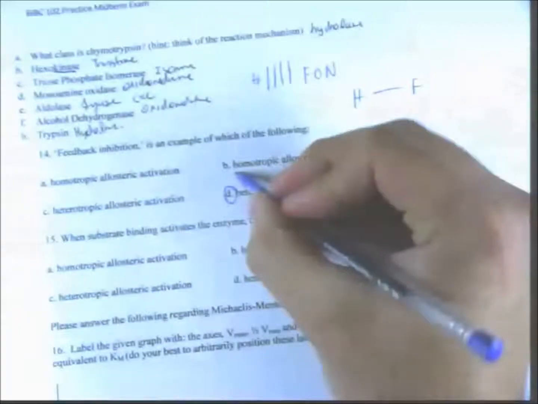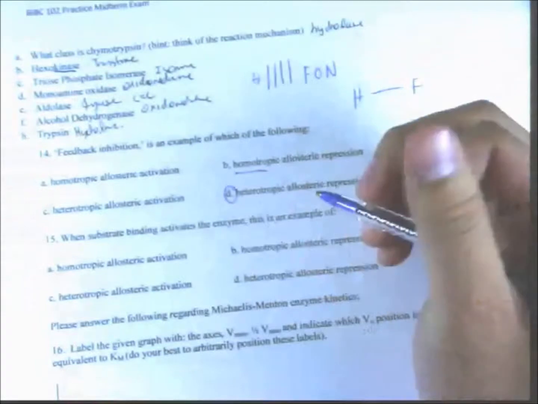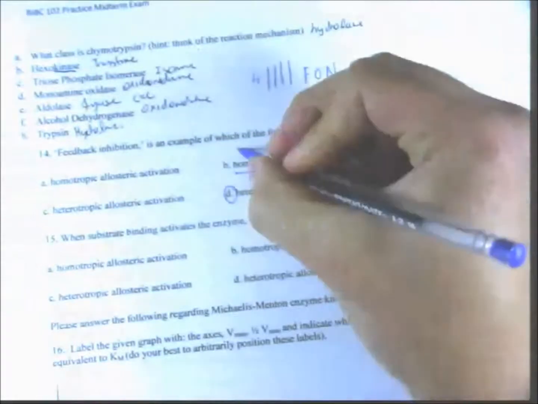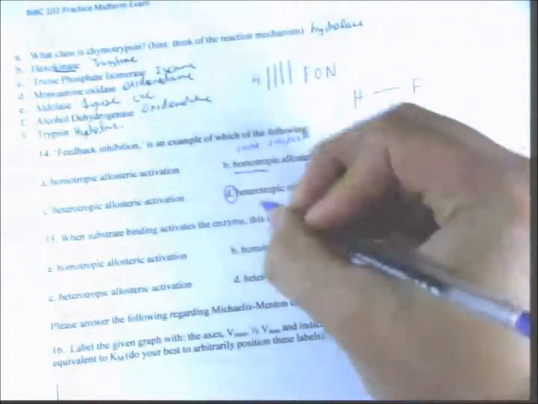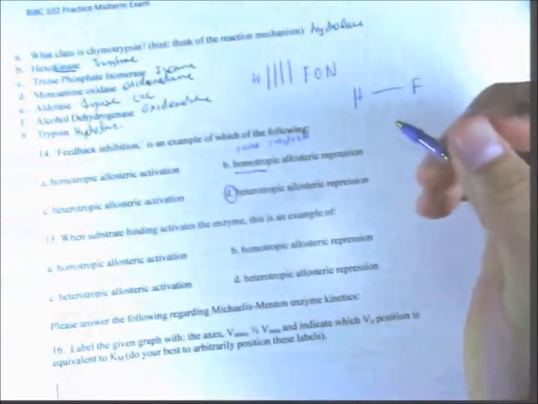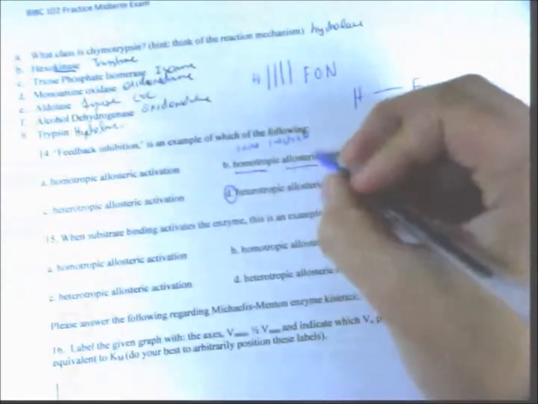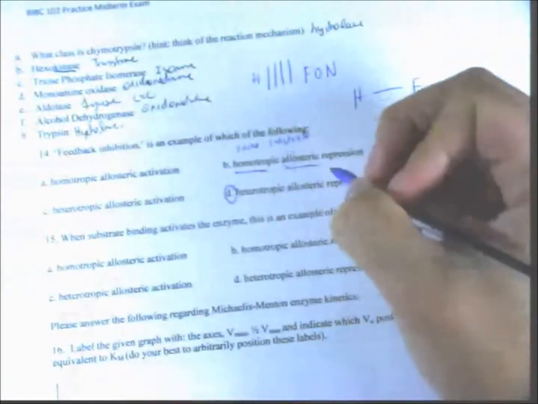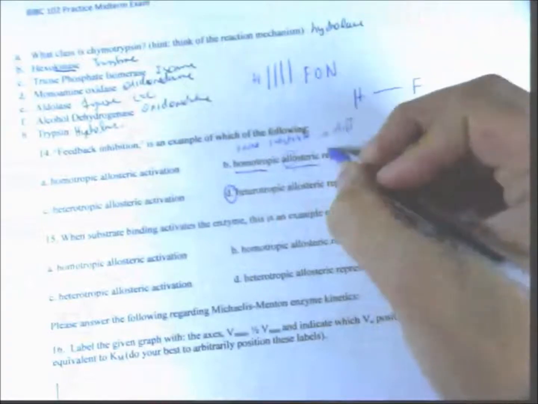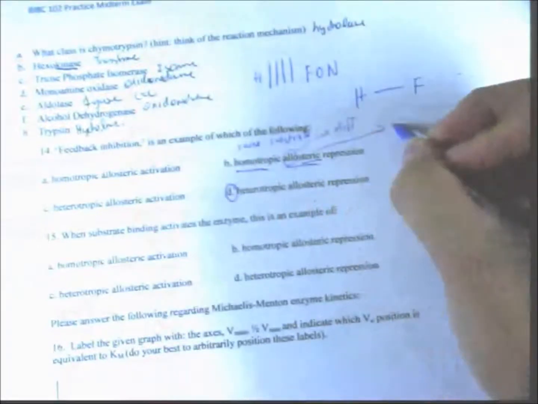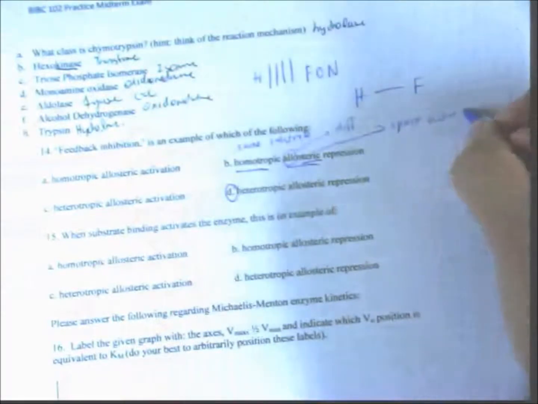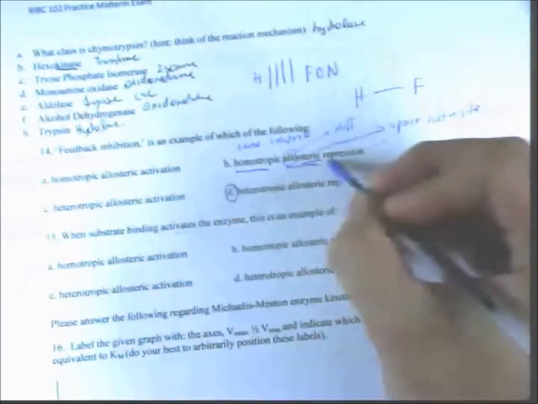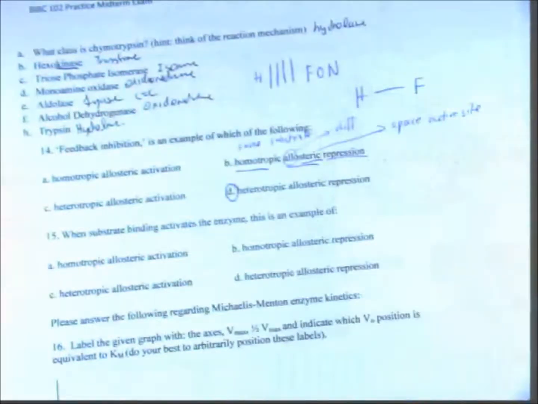So, what does the term homotropic mean? Same as the substrate. Okay, so hetero means just different from the substrate, right? Allosteric, what does that mean? What does the term allo mean? Different. It means different. And steric means space. So different space from what? The active site. Okay, excellent. All right, and repression just means you repress. Okay, so feedback inhibition is an example of homotropic.